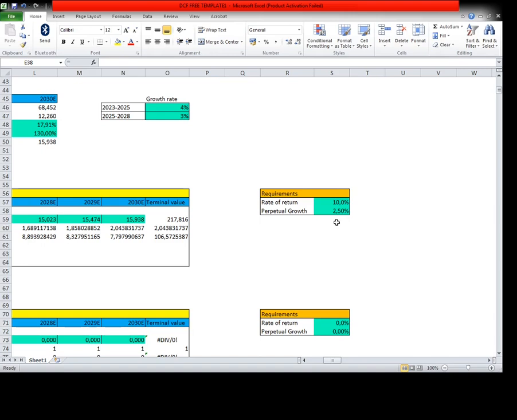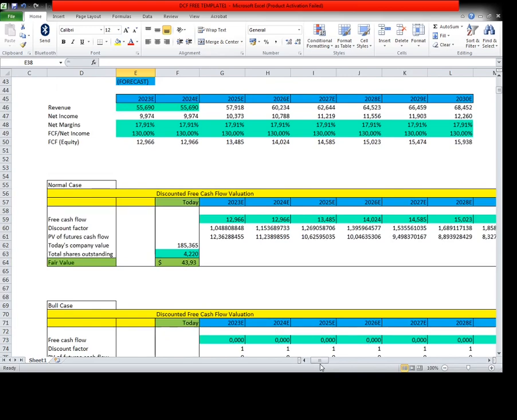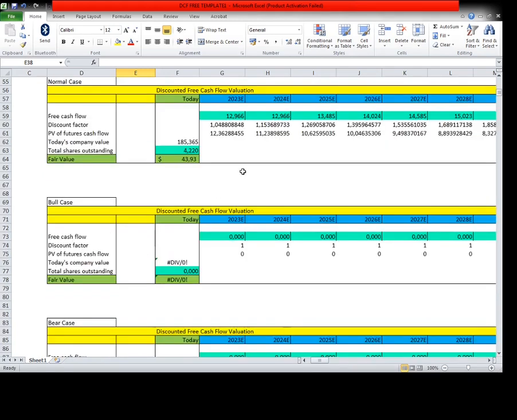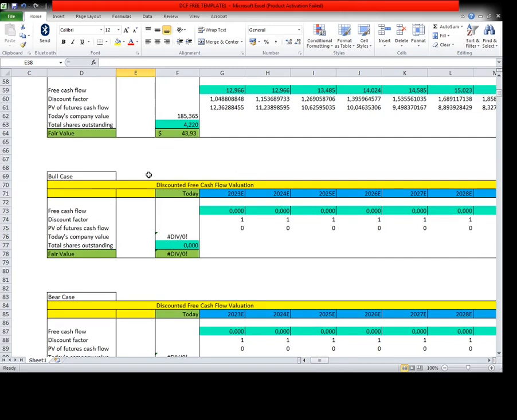As Cisco is a big, boring company, its growth will be aligned with the global growth, which ranges between 2.5 and 3%. We log these two values here, and we also log in the outstanding shares from the analysis tab of Yahoo Finance, which is 4,220,000,000. And then we have a fair value for the normal case of $43.93.